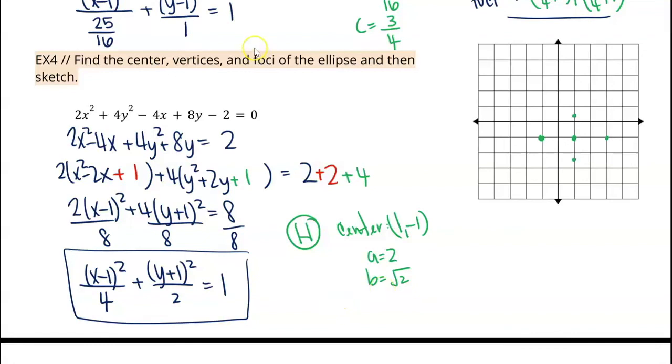And then let's get the foci. So c squared is equal to a squared minus b squared. So our c values are also at root 2. So 1.4 in the horizontal direction. And then you can sketch these. It looks something like that.